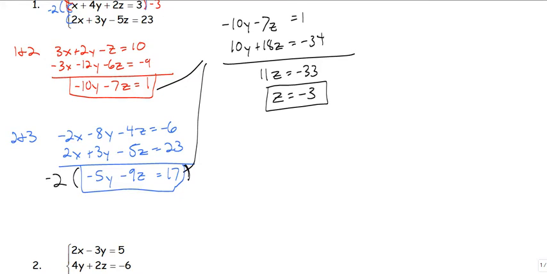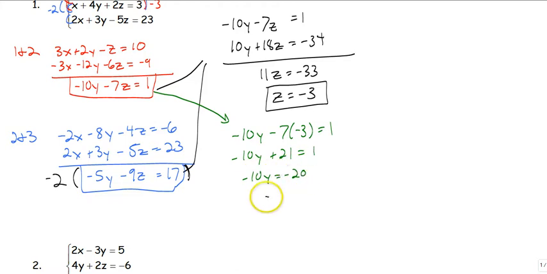Now you just work backwards. Go take this z and put it into one of these two equations that you had with y's and z's. So, I'm going to take this equation here now. Negative 10y minus 7 times negative 3 equals 1. Negative 10y, this becomes plus 21 equals 1. Negative 10y equals negative 20. And y equals positive 2.